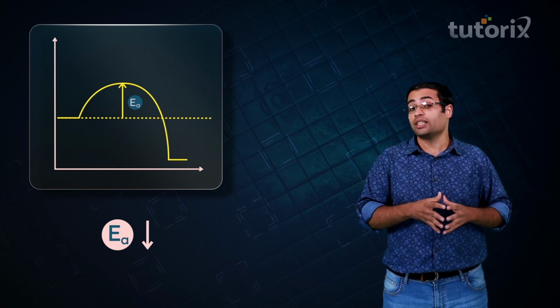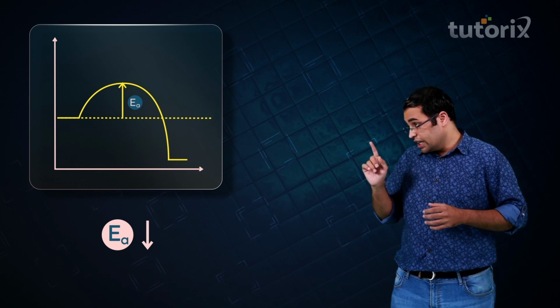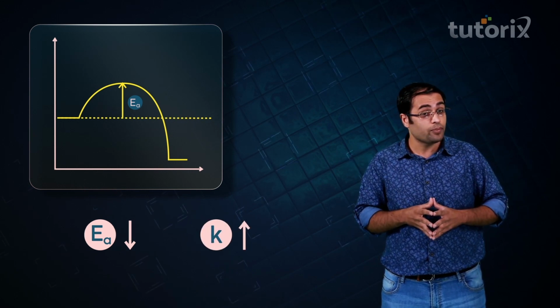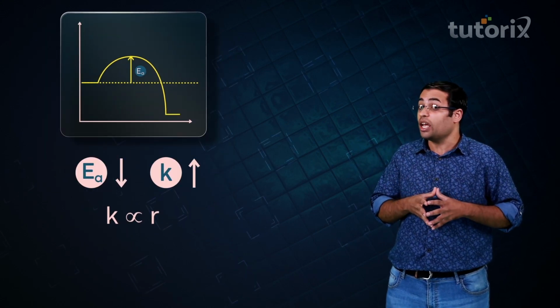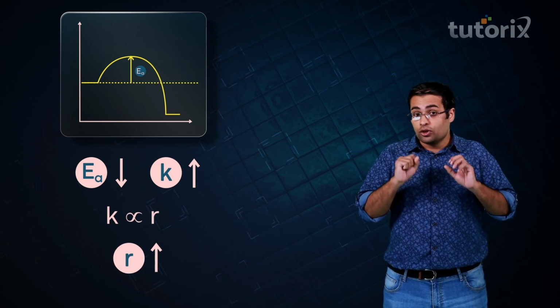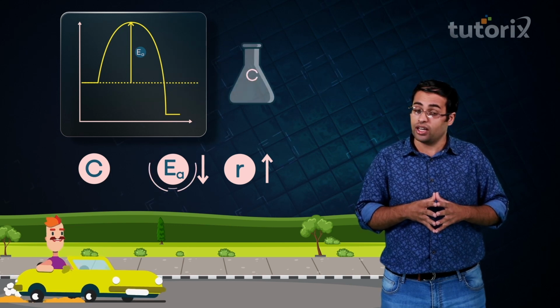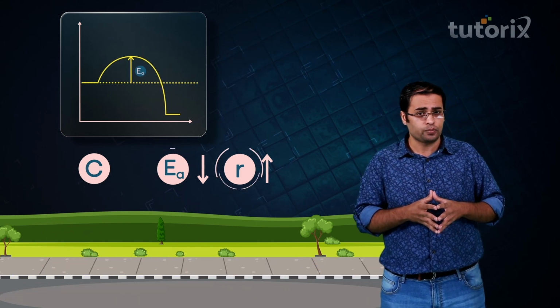Well, you have learned in your previous class about the Arrhenius equation that if the activation energy is decreased, then the value of the rate constant increases, right? And because the rate constant is directly proportional to rate, the value of rate also increases. So in short, a catalyst decreases the activation energy of a reaction, thereby increasing the rate of that reaction.